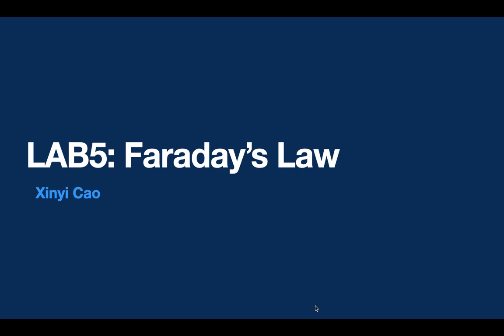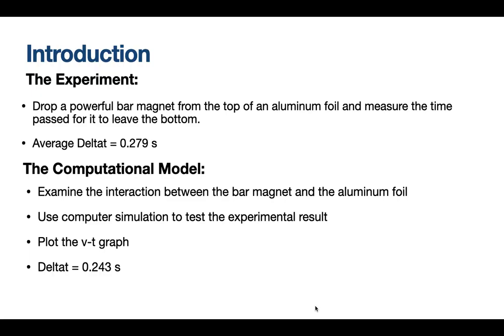This is my Lab 5 report, Faraday's Law. In this lab, I first do the experiment: I drop a powerful magnet from the top of the aluminum foil and measure the time it takes to leave the bottom. The result of the average delta t is 0.279 seconds.